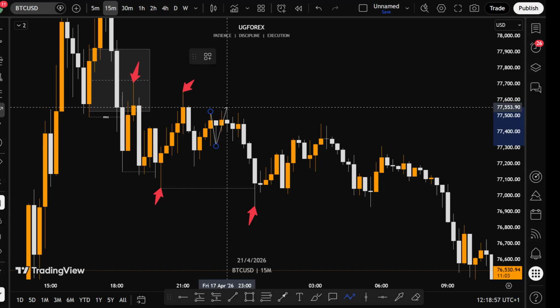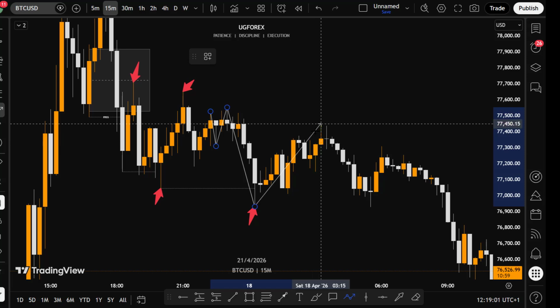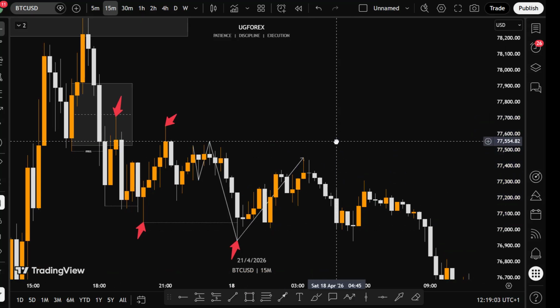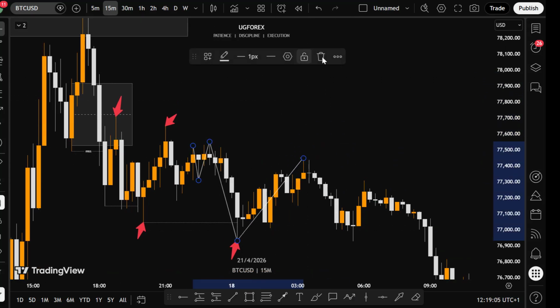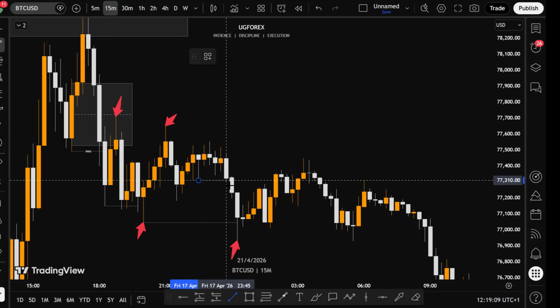So this is an internal structure like so. When the market came down, took out this low, there was a trade idea up there. Now what's the trade idea? Let's explain this again. Now this would be the internal structure shift.